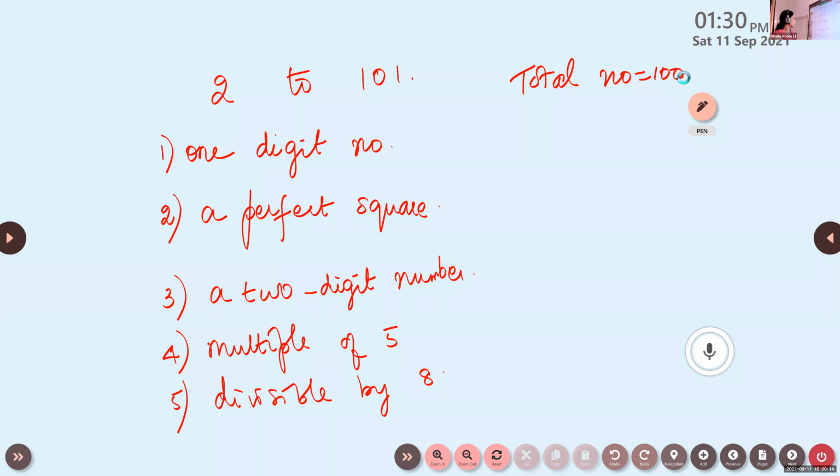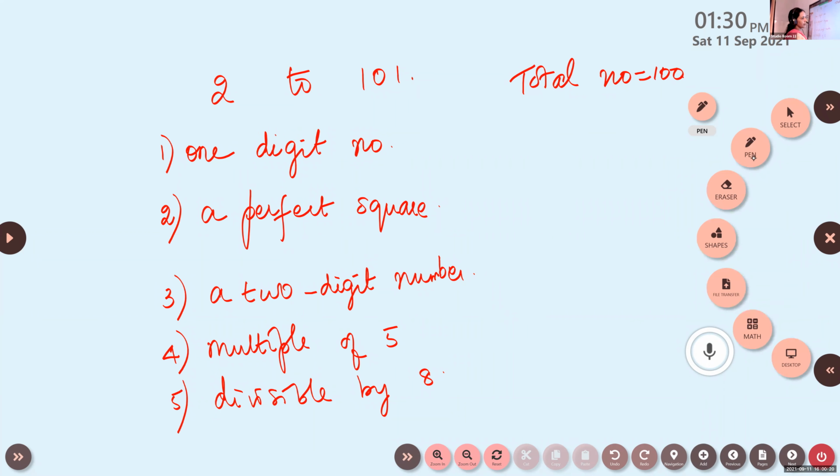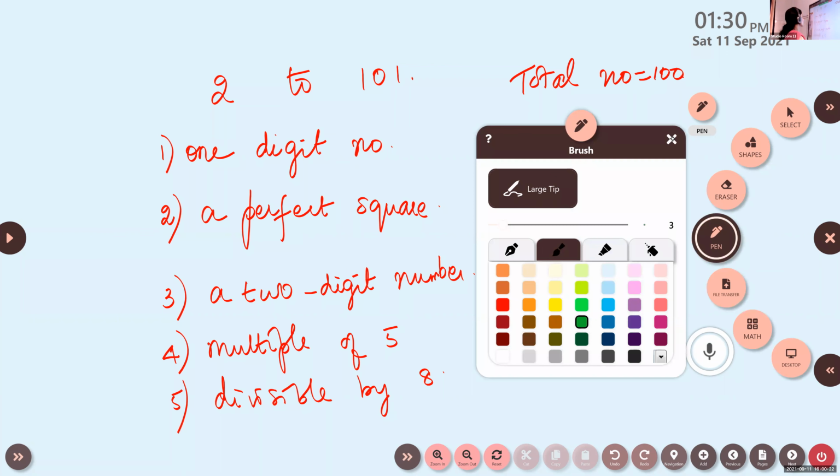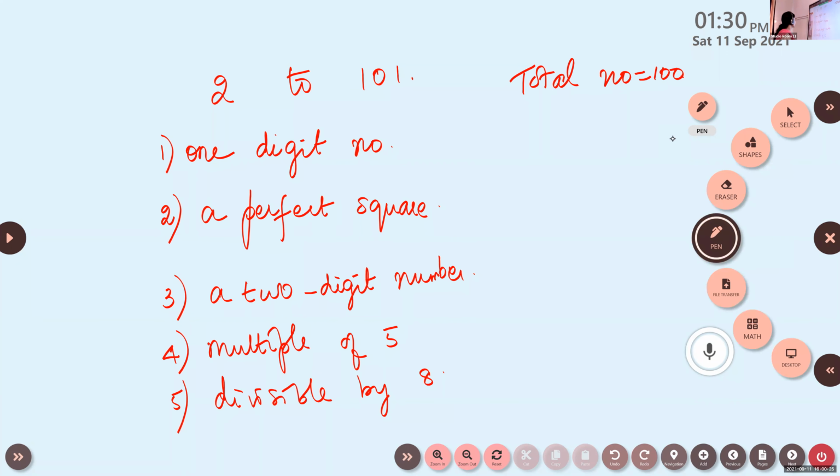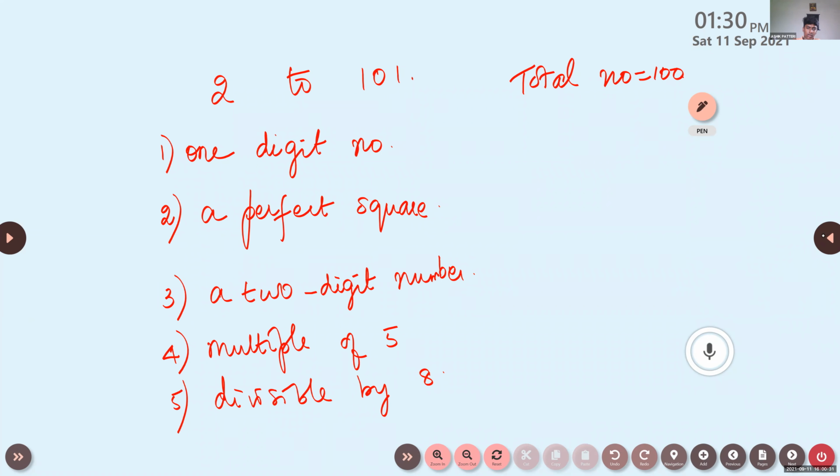What is the probability of getting a 1-digit number? How many 1-digit numbers will be there? 8 one-digit numbers, isn't it? 2, 3, 4, 5, 6, 7, 8, 9. Don't write 9 as the count. We have only 8. So 8 by 100. If you want, you can write them and count. How many numbers are there? 2, 3, 4, 5, 6, 7, 8, 9.